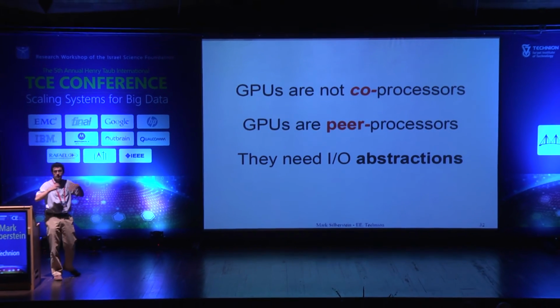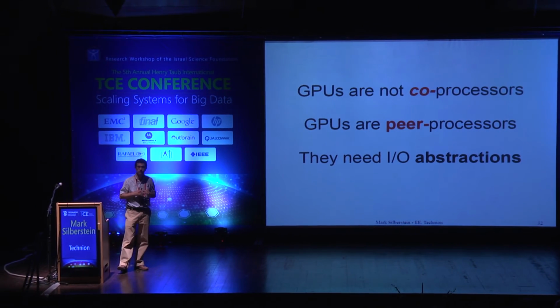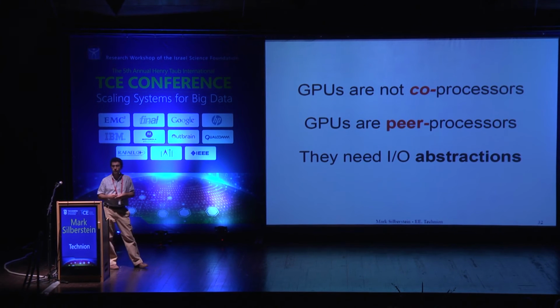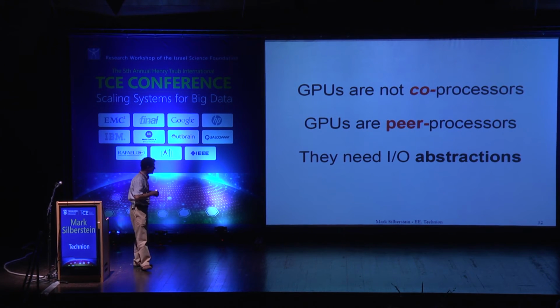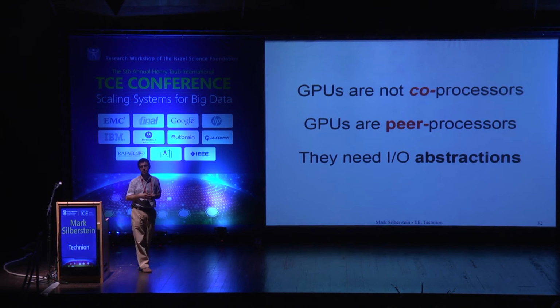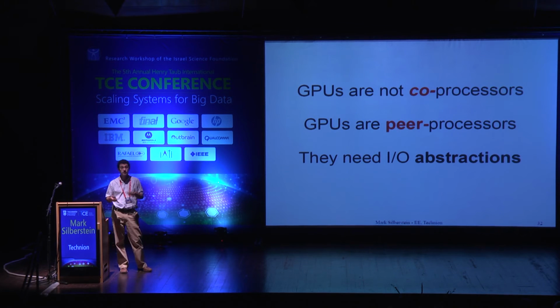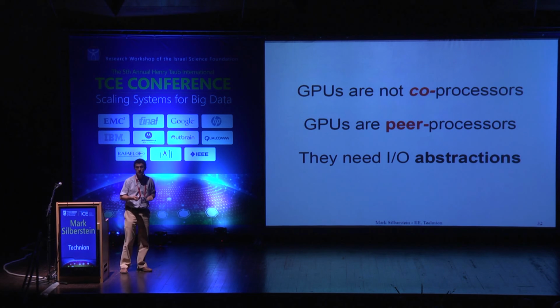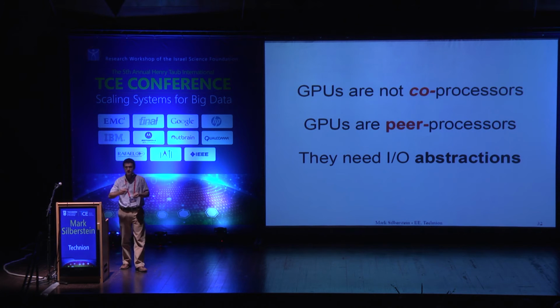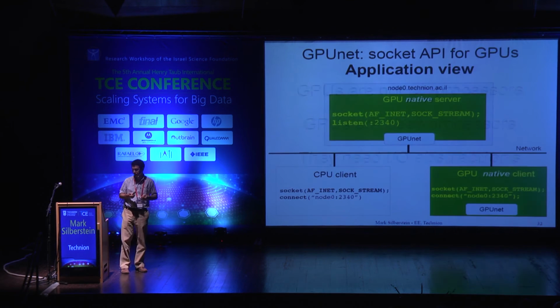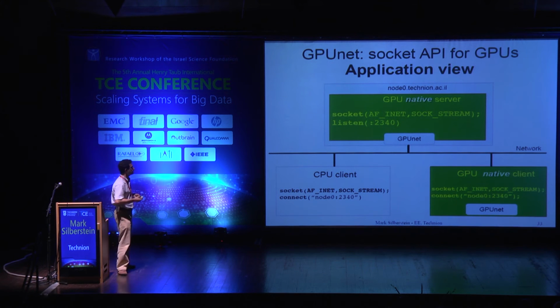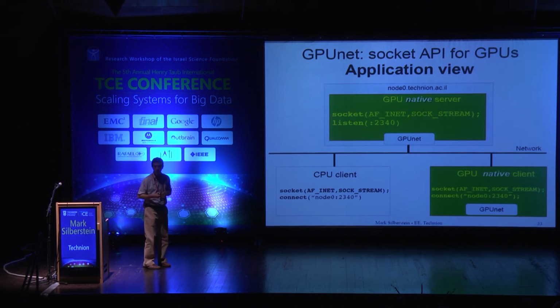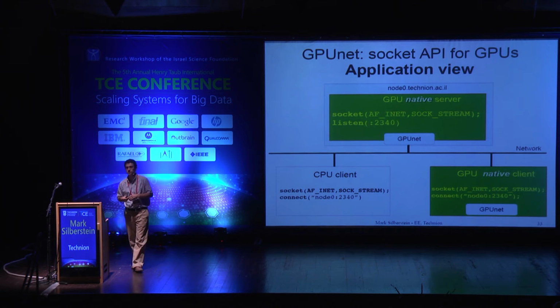And the way, that's the main takeaway point here, that is kind of the going through the presentation, is that GPUs are not coprocessors. They are pure processors, and they really need I/O abstractions. They really need high-level abstractions that, like CPUs, they can use in GPU code. So it's actually not only a theoretical kind of proposition. We actually built the system that allows you to use networking on GPU. That's what we call GPUnet.